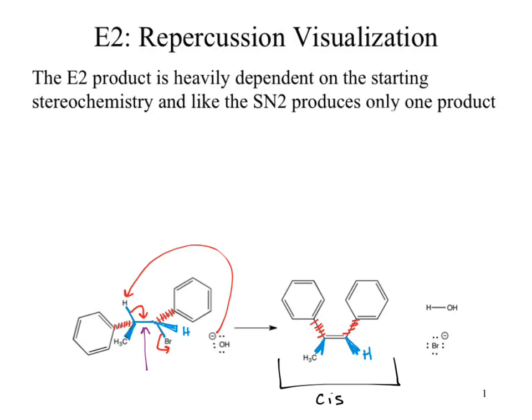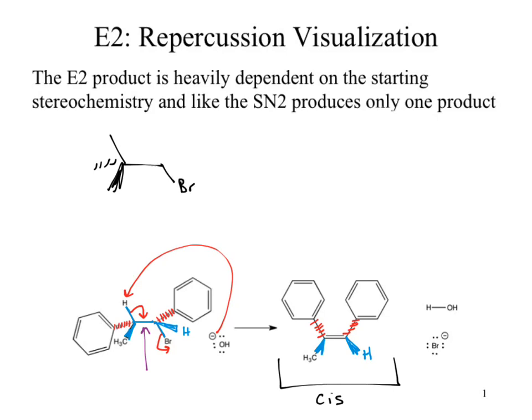The bottom one still absolutely happens. We may have to wait longer for it to form. We may have to provide more heat to help get over activation barriers, but it will always form. Other questions while I'm trying to draw stuff?